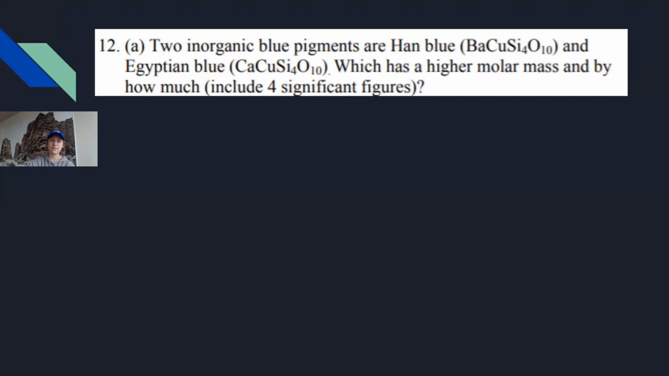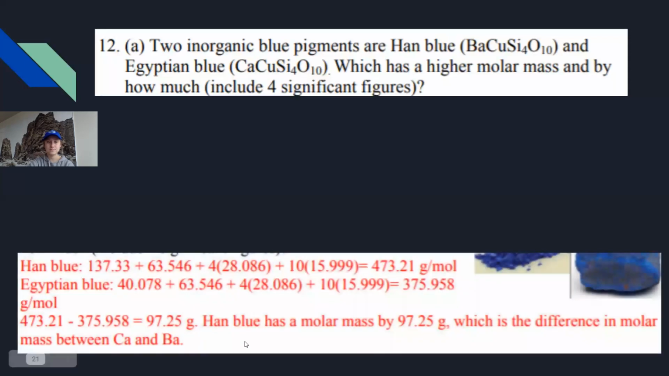Literally all you're doing for this is adding up the values from the periodic table, and then you're subtracting the smaller one from the larger one. So you're subtracting the Egyptian blue molar mass from the Han blue molar mass, and it shows you how to do that here. And if you look at it, it's the exact same: copper 1, silicon 4, oxygen 10. So the only difference is going to be between the barium and calcium.